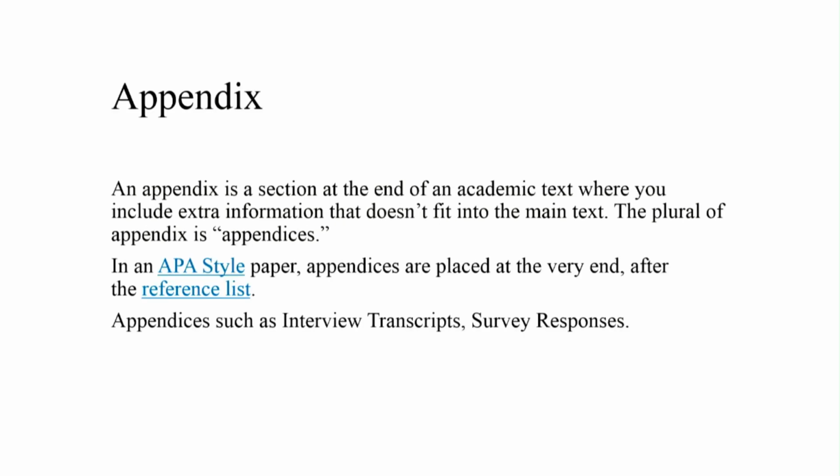Then we have the appendix. The appendix is the section of an academic text where you include extra information that doesn't fit into the main text. The plural of appendix is appendices. So this means if you have conducted, for example, an interview or survey, then you have a list of responses or scripts. You include all these pages right at the very end of your research paper.